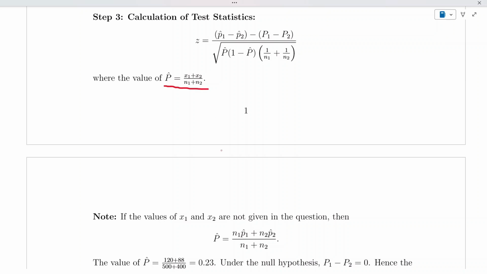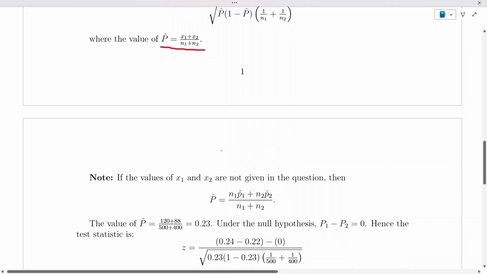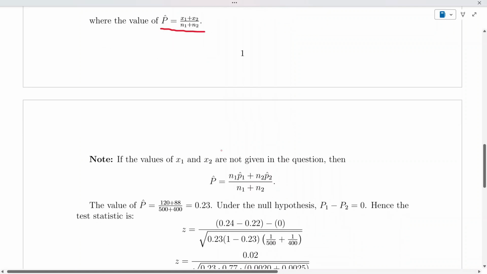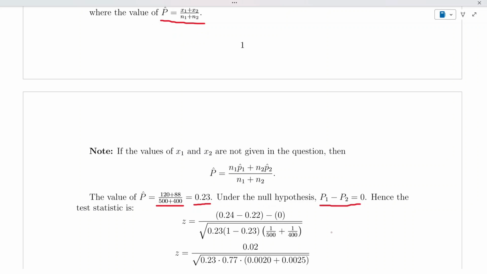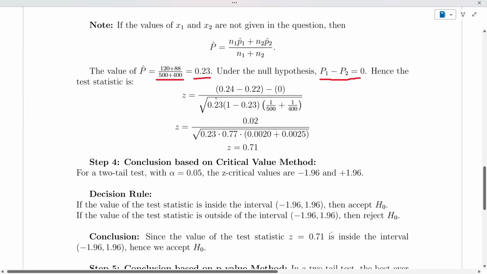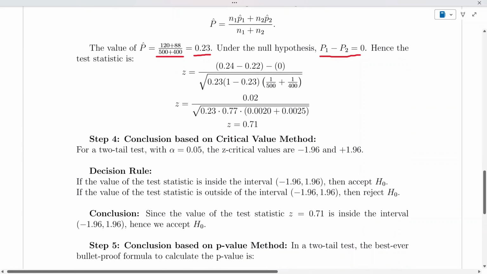Now, before calculating the value of the test statistic z, we need to find the value of the combined proportion. The value is given by 120 plus 88 upon 500 plus 400. After simplifying, it gives the combined proportion as 0.23. Now we calculate the test statistic z. Under the null hypothesis, capital P1 minus capital P2 is 0. Hence, the test statistic can be calculated by substituting all the values. After calculation, the value of the test statistic comes out to be 0.71.